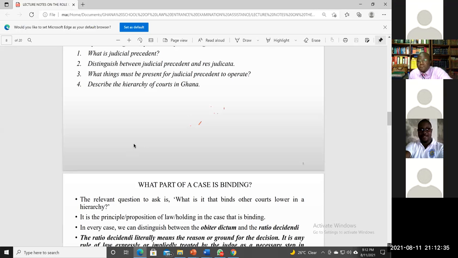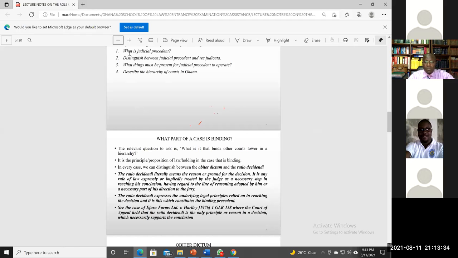Go ahead. The hierarchy of courts in Ghana. Article 126 of the 1992 Constitution describes the courts in Ghana. And per Article 126, the courts have been classified into two: the Superior Courts of Judicature and the lower courts. Under the Superior Courts of Judicature, we have the Supreme Court at the apex, the Court of Appeal, the High Court, and the Regional Tribunals. Then the lower courts: Parliament shall decide the courts that will fall under the lower courts. Thank you.